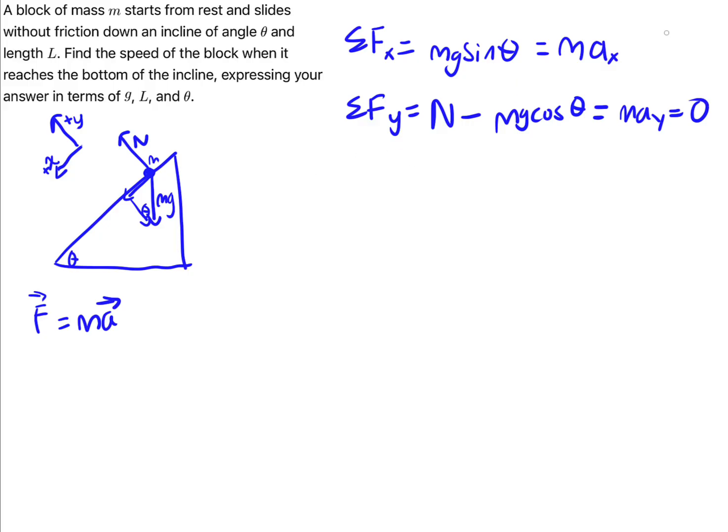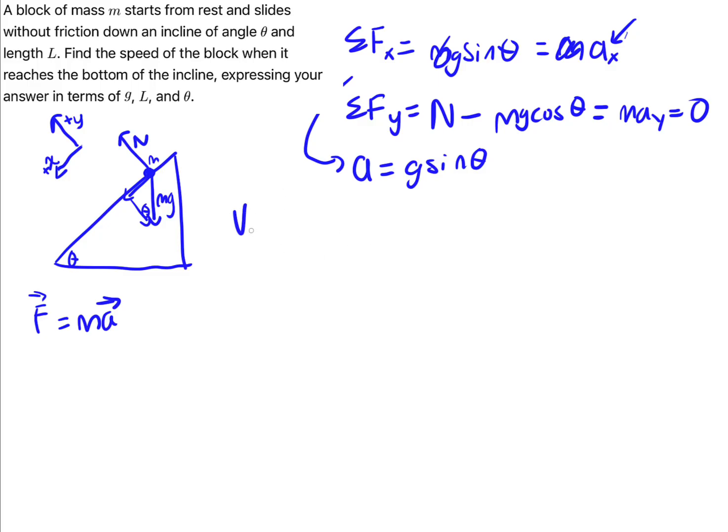Now we want to solve for the acceleration in the x direction so that we can use it in the kinematic equations. All we need to do is divide by m on both sides. This gives us that the acceleration, and I'm going to drop the subscript here, is just g times sine theta.